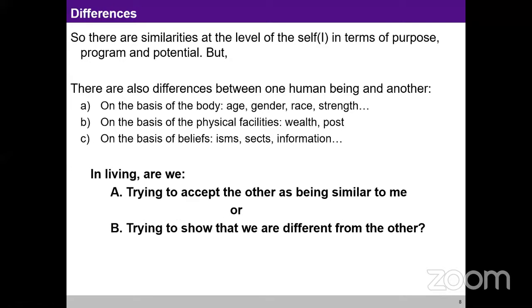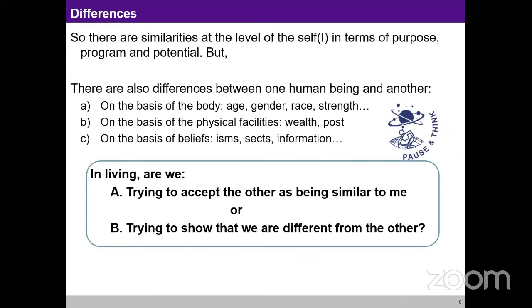Now let us look at our living. Are we trying to accept the other person as being similar to me, or are we trying to show that we are different from the other? And are we trying to have a feeling of respect for those who are like me in any of these ways, body, physical facility, or beliefs? Or are we trying to see that we can be similar? So what are we trying to do? Can we take your opinion about this?